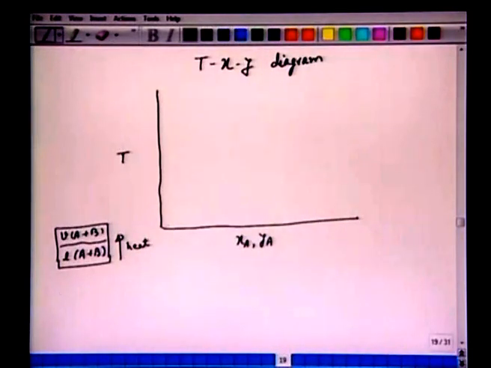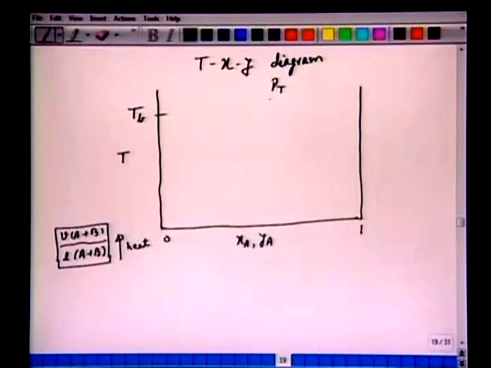Say Xa is 0 at one end and 1 at the other end. If you take pure component B and heat it, you will expect that at boiling temperature Tb, corresponding to the total pressure Pt, the system will boil, or this component B will boil. Similarly, if we have pure component A, mole fraction 1, and you heat this liquid, then at a certain temperature corresponding to the boiling temperature of A, component A will boil and vaporize, and the entire liquid will convert into vapor.